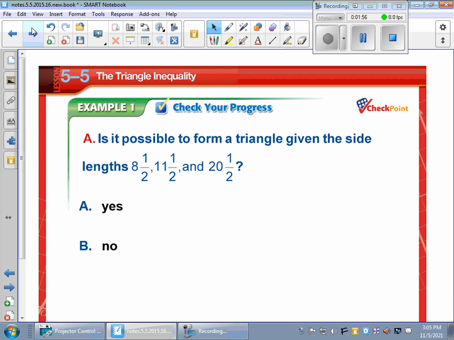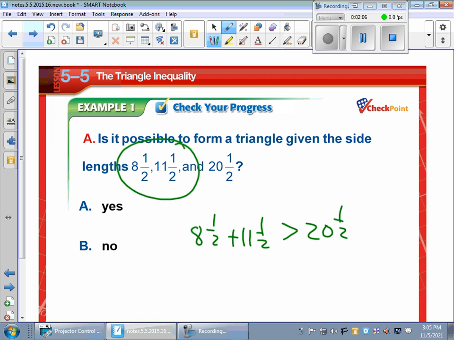So again, is it possible? What are your two smaller sides? Here we go. 8.5 plus 11.5. Is that greater than 20.5? Well, the answer in this case is 20. Is 20 greater than 20.5? No, it will not form a triangle.